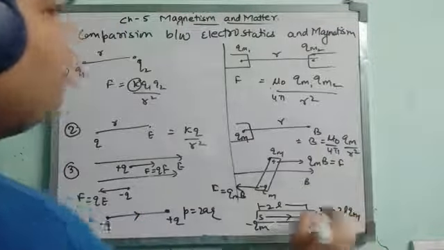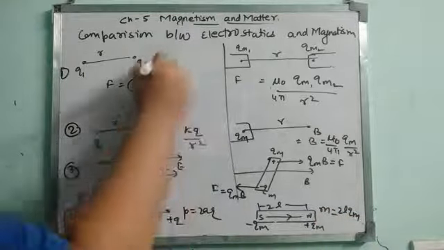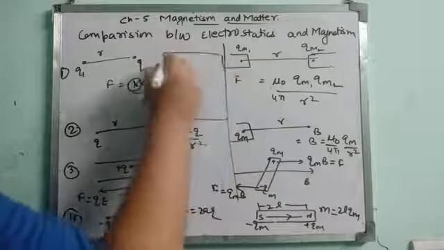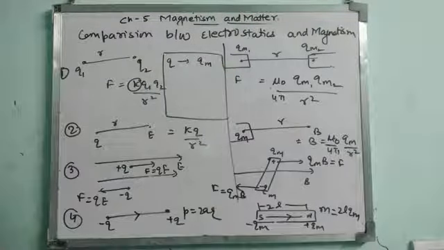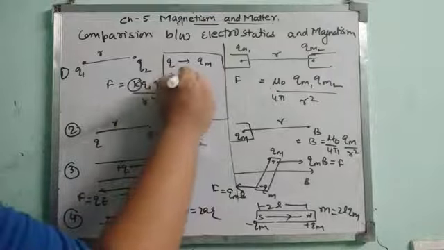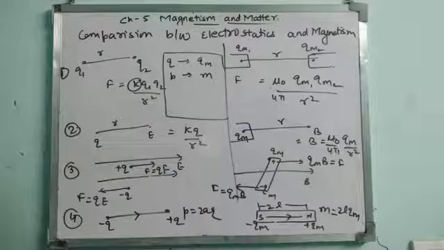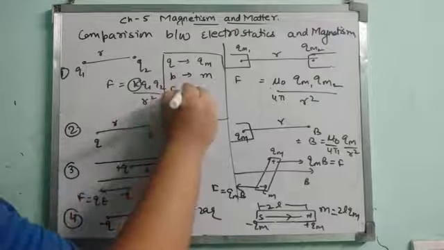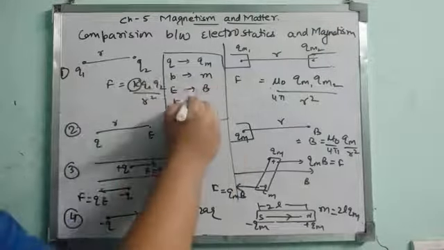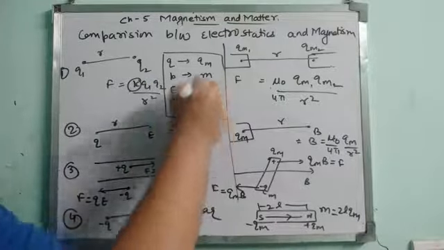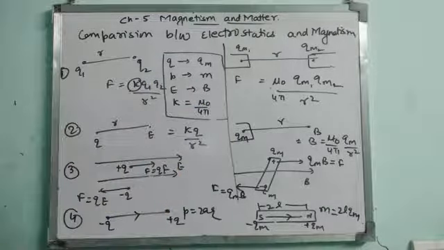M is 12 qm. So what we can conclude here is that the analogy is: replace q by qm, p by magnetic moment, electric field by magnetic field, and k by mu naught by 4 pi. If you do these changes in the formula, then both will be equivalent. Both electrostatics and magnetism will become equivalent. Now let's see how they are equivalent.